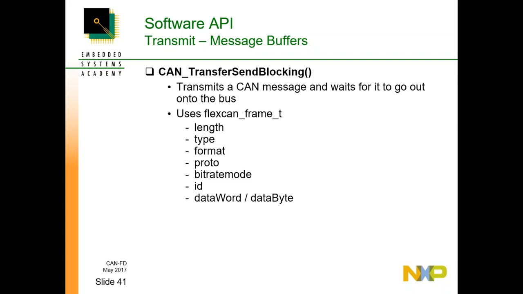If it is set to false, then the message is a classical frame with a limit of 8 bytes of data. Bitrate mode enables bitrate switching. ID and data word and data byte specify the message identifier and the length. Note that the same message structure is used for receive as well as transmit, so you can easily echo messages.